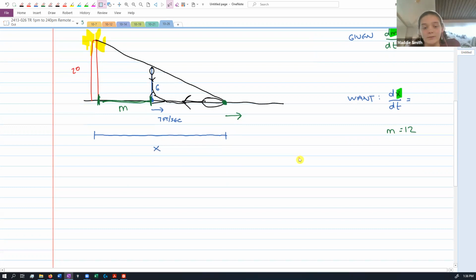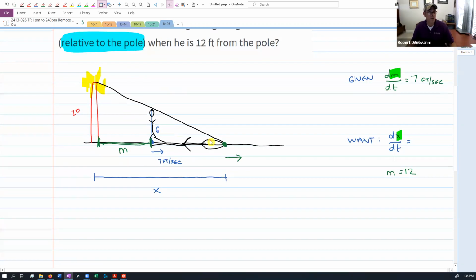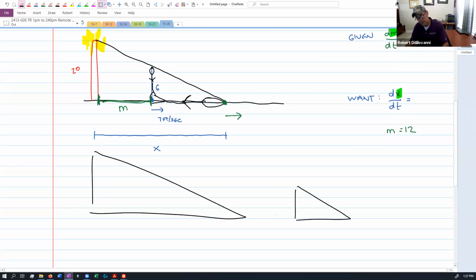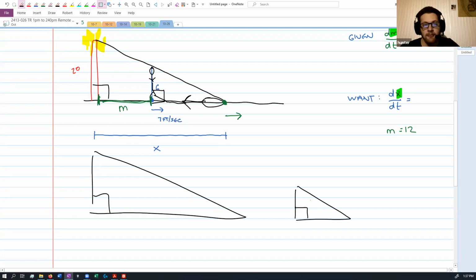All right, so I need some relationship between X and M. And I hope you see the two triangles, right? You see the two triangles? We got a big triangle and we got a small triangle. Yeah, Sam? Right triangle, yeah. M would be the length of X minus the length of the equivalent on the smaller triangle. Yeah, X would be this length, from here to here, that's X, right? This is 20, that never changes, right?